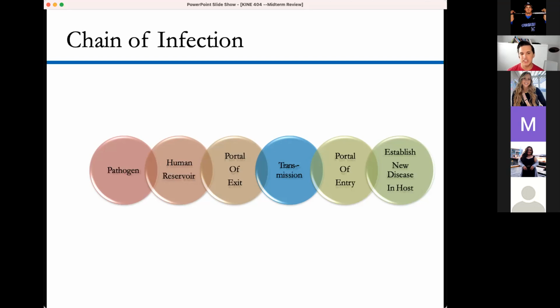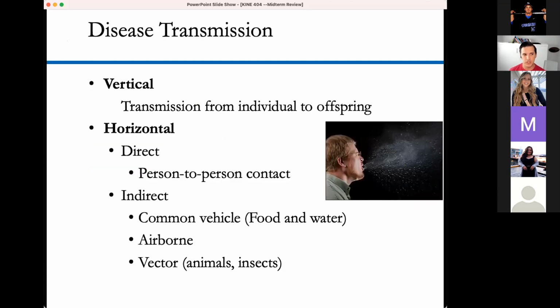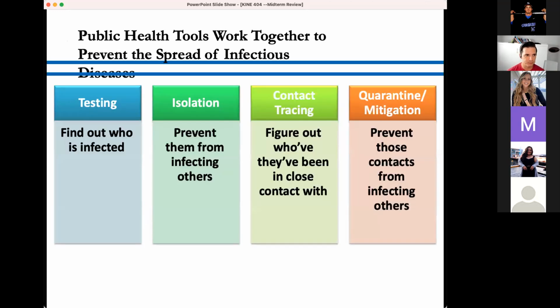And then that pathogen needs to be able to establish new disease in that host. In order for there to be sustained transmission of that pathogen, that needs to be able to happen on a regular basis. And so there are different types of transmission. Know the difference between vertical and horizontal transmission. Know the difference between direct and indirect transmission and what that means for the spread of disease.